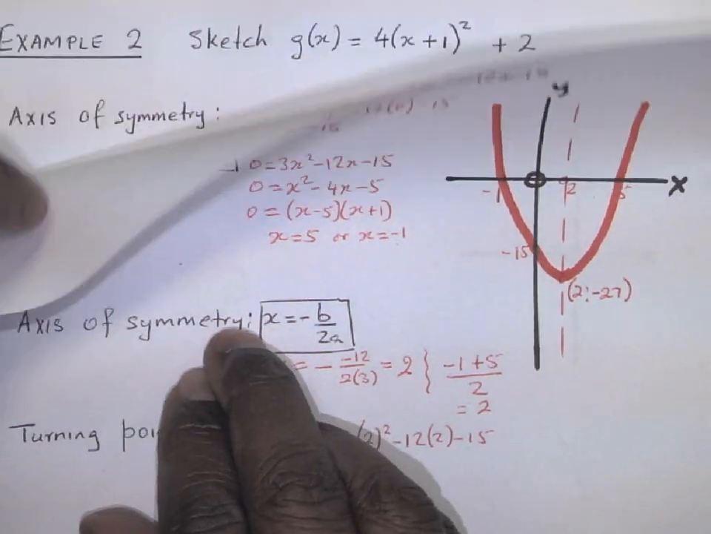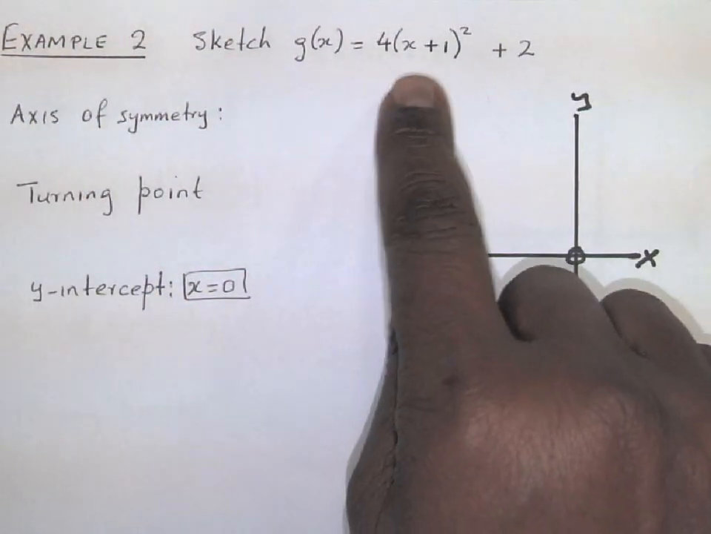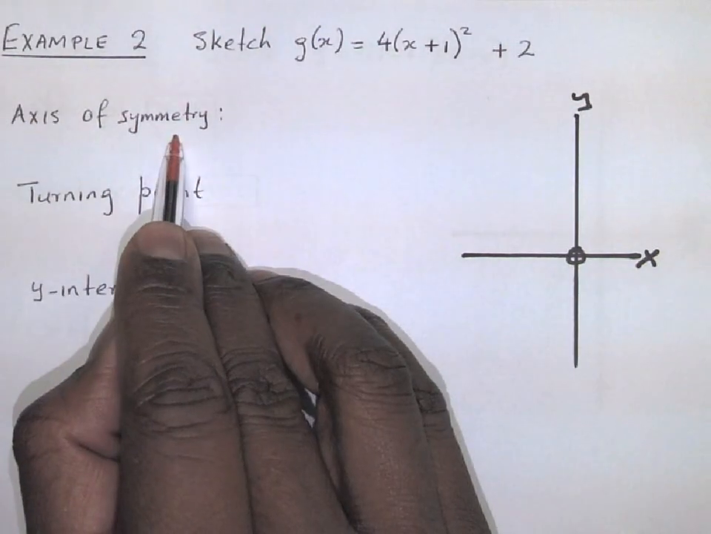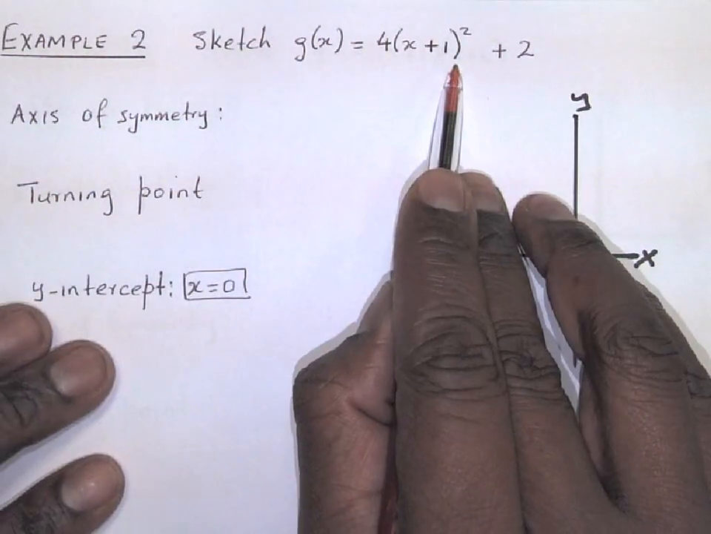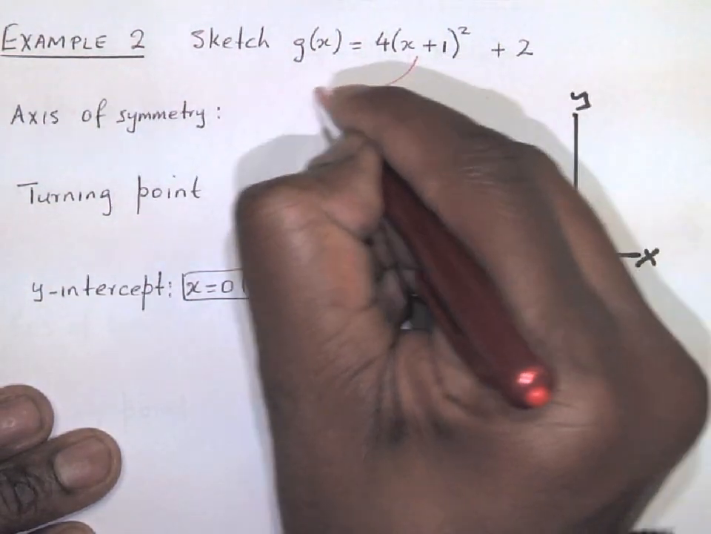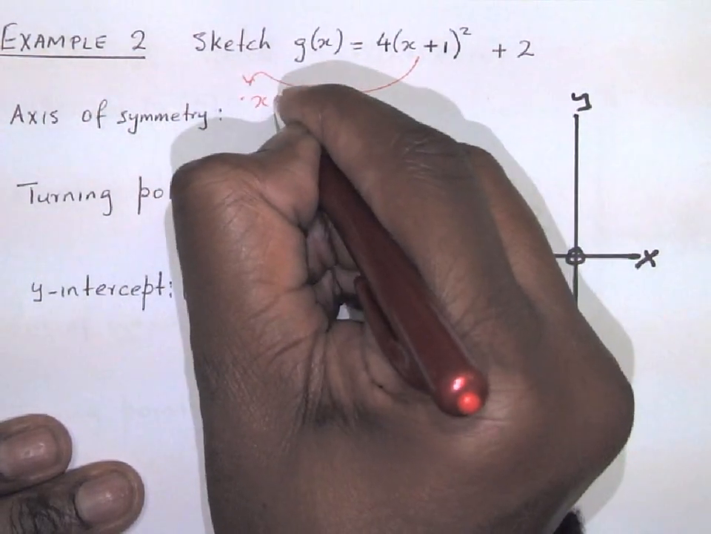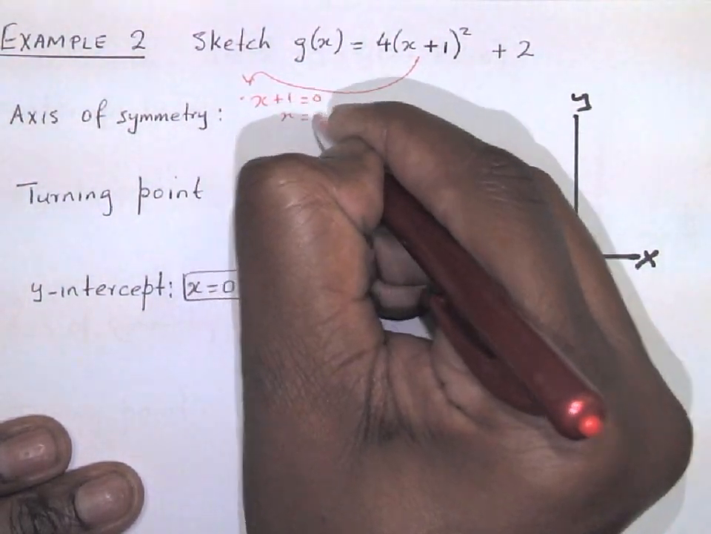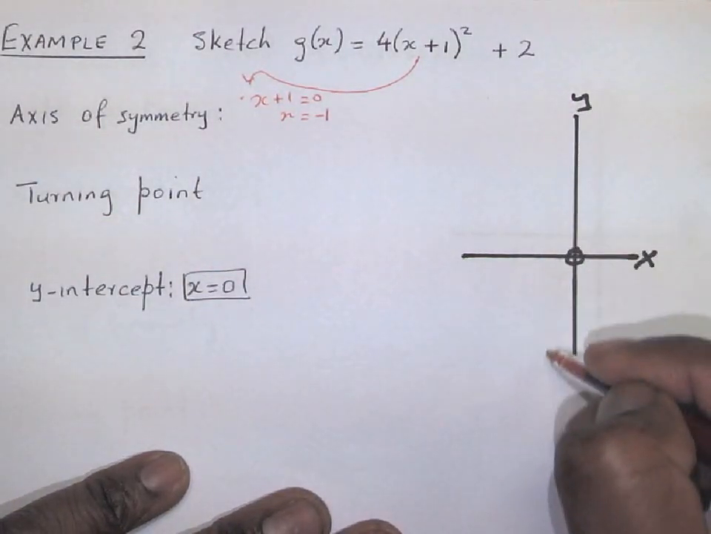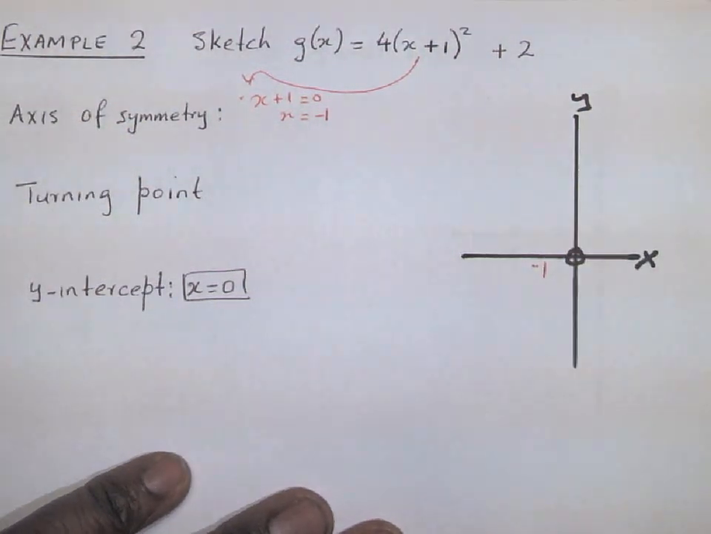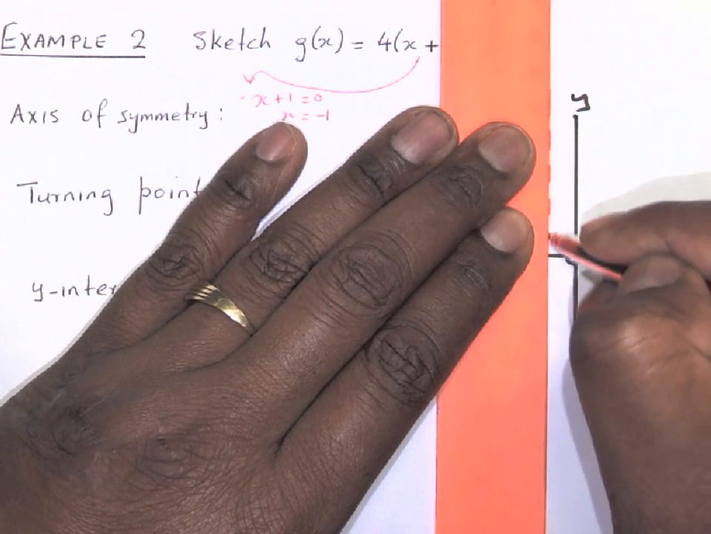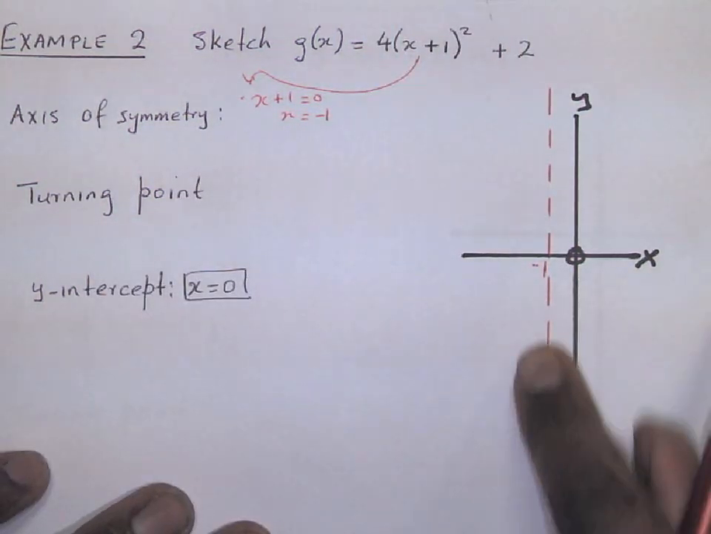Another example says, sketch the graph of y equals 4 times (x plus 1) all squared plus 2. First, the axis of symmetry. In this case, when you're given the turning point form, you don't need to work too much. For the axis of symmetry, you just take the bracket and solve for x. You get x plus 1 equals 0, so x is minus 1. So your axis of symmetry is the line x equals minus 1. At minus 1, I put an axis of symmetry and draw my line of symmetry all the way through. So my turning point will be on this line.